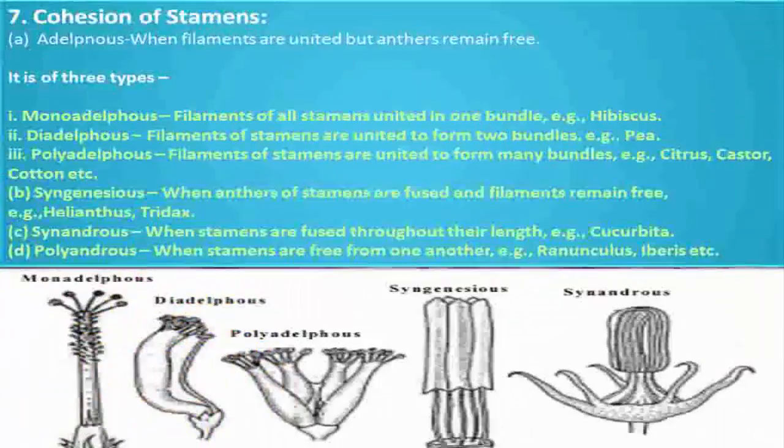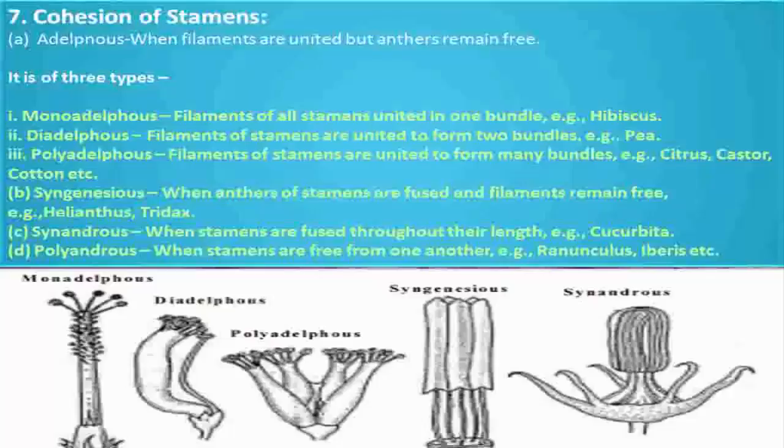Now the distinction has been made on the basis of cohesion of stamens. Adelphous is when filaments are united but the anthers remain free. And it is of 3 types: monoadelphous, diadelphous, and polyadelphous. What happens in monoadelphous? Filaments of all the stamens are united in one bundle. As you can see, this is monoadelphous, in which all the filaments are united in one bundle, and it is seen in hibiscus.